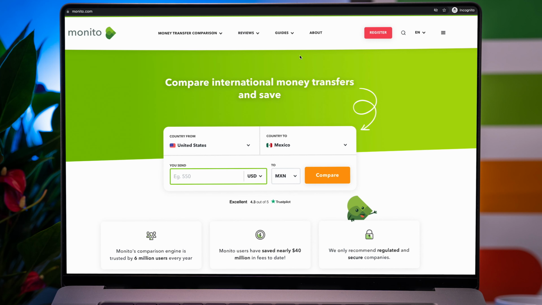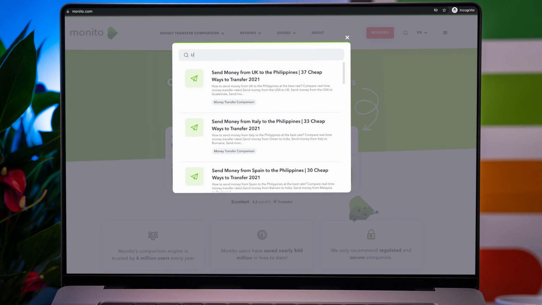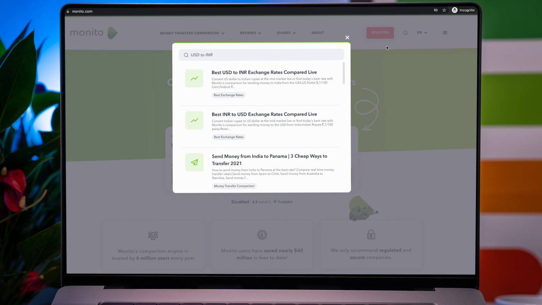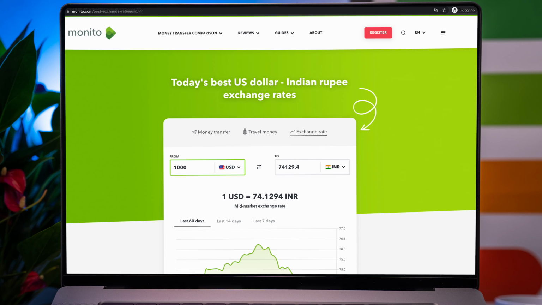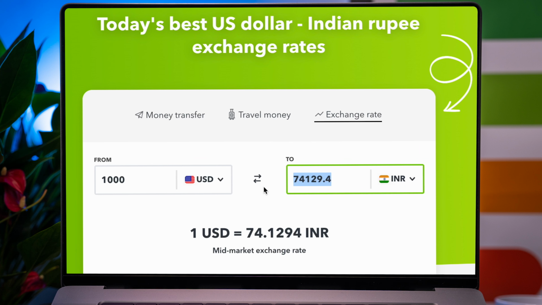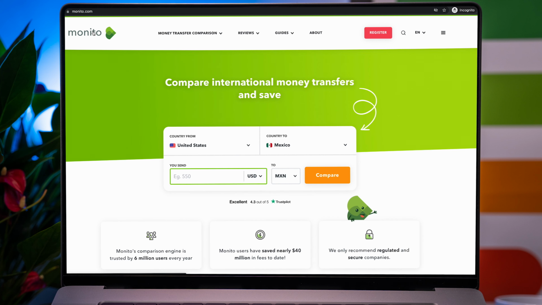Now, if I want to send my friend Samit in India $1,000, the first thing I must do is check the mid-market, aka official exchange rate. This is to see what $1,000 is worth in INR or Indian rupees. And if you're not sending US dollars, you can just check whatever currency you're sending. We can see that $1,000 is equivalent to 74,129 rupees. Now, remember this amount because it's going to come in handy later when we go to decide which provider we want to use.